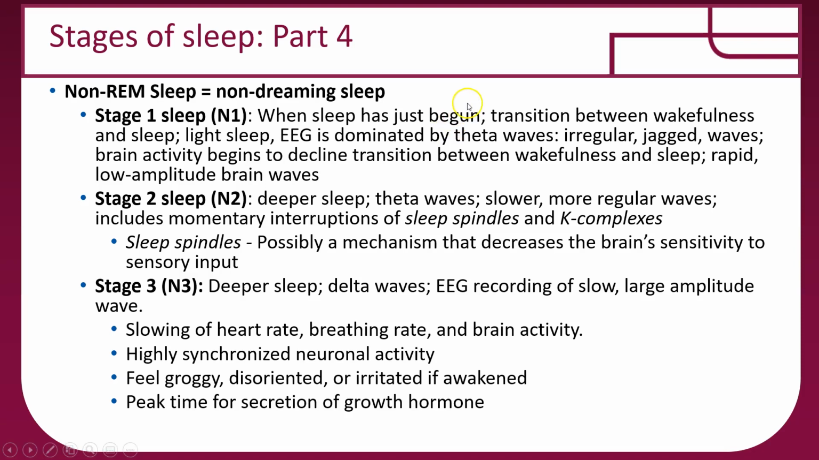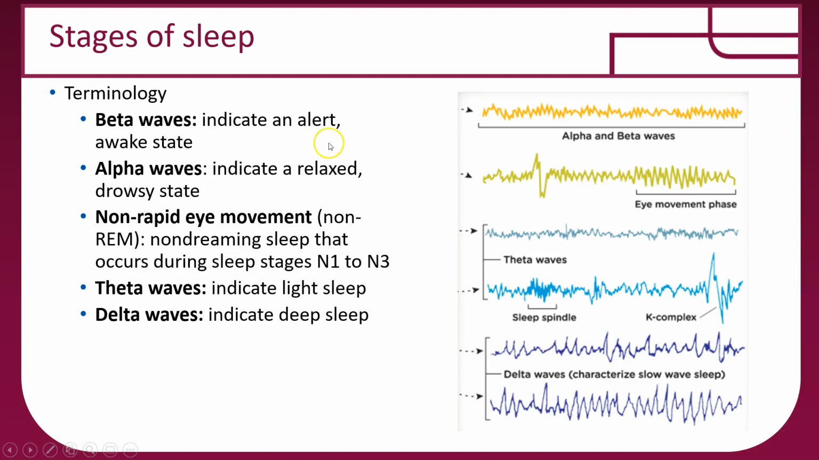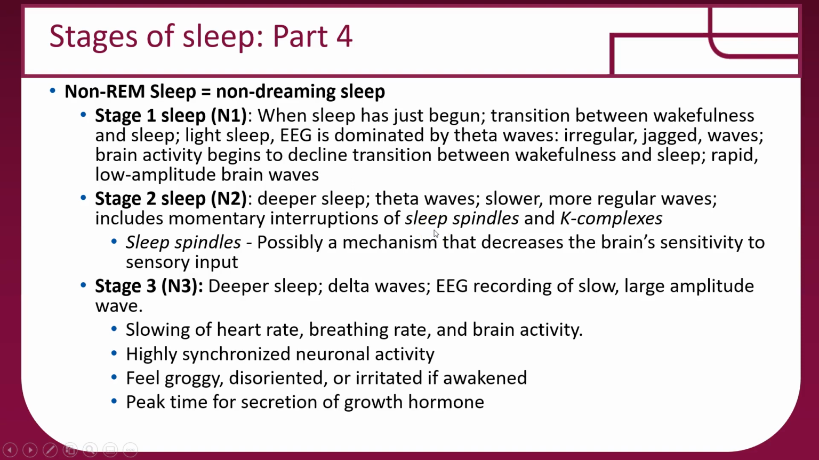So stages of sleep. For our non-REM, non-dreaming sleep, we start in what we call stage 1 sleep or N1 sleep. This is when your sleep has just begun, and it's a transition between being awake and being asleep. It's a very, very light sleep. The EEG is dominated by those theta waves, right in here. And they're pretty irregular, still jagged. Your brain activity is just beginning to decline, and it's this transition between wakefulness and sleep.